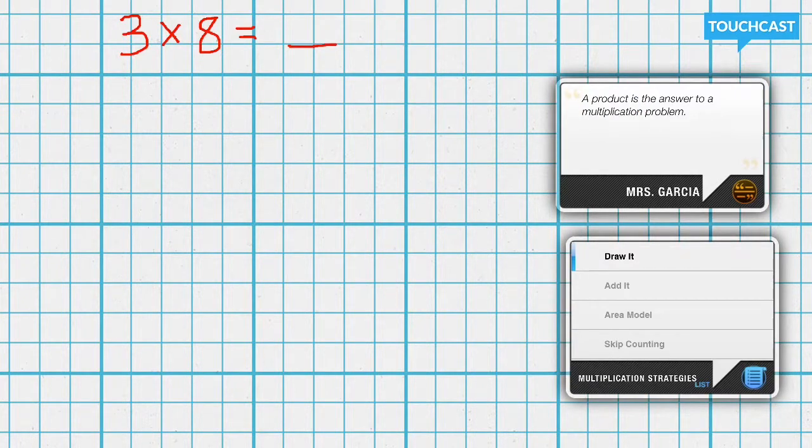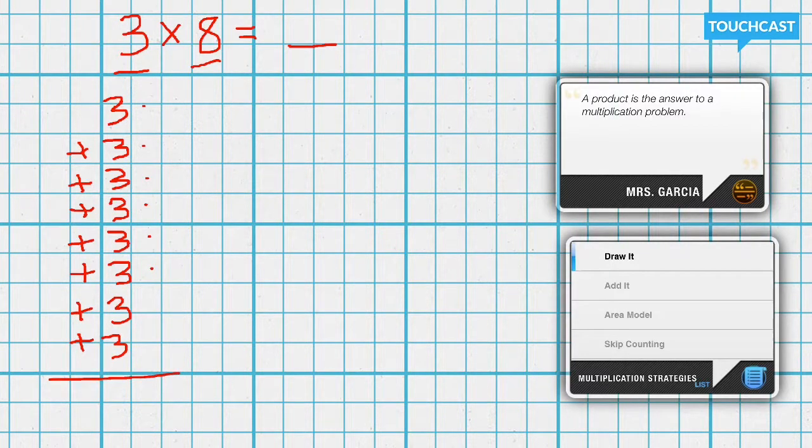So there are 2 different ways that we can figure out this problem. First, we can add 3 8 times. What that would look like is 3 plus 3 plus 3 plus 3 plus 3 plus 3. Oh, I lost track. Let's see, 1, 2, 3, 4, 5, 6. So I need 2 more. Plus 3 plus 3. So I need to add 3 8 times. And I can also use draw it to help me if I'm not so hot on my addition facts. But I'm pretty good at my addition.